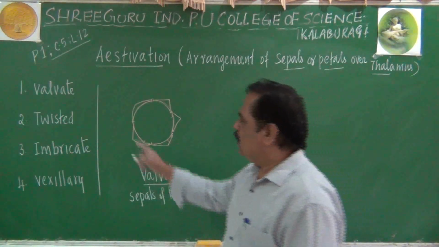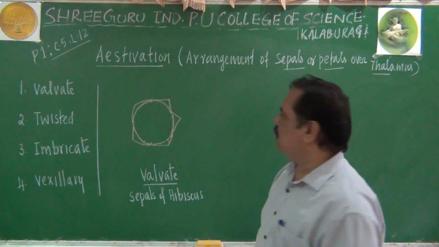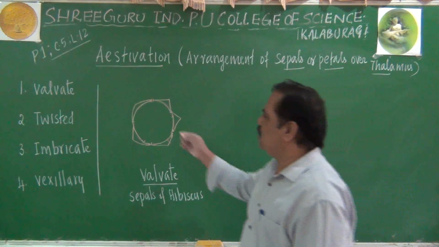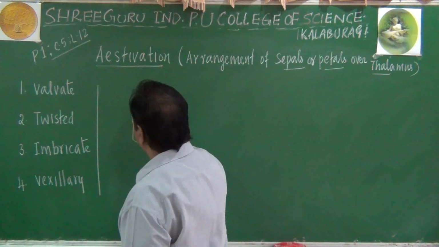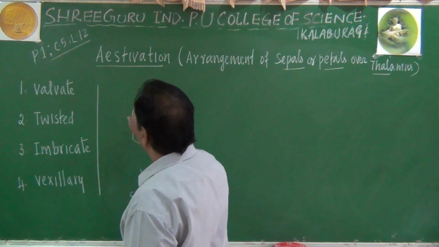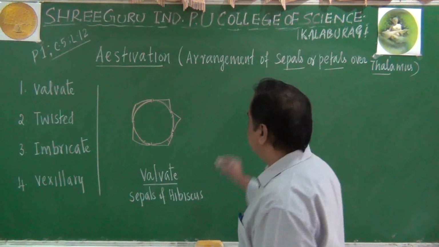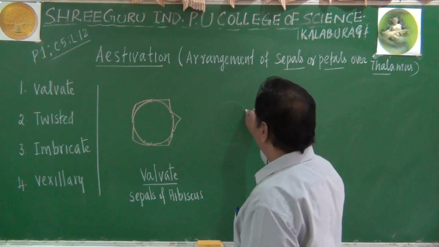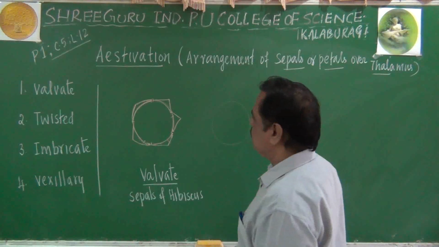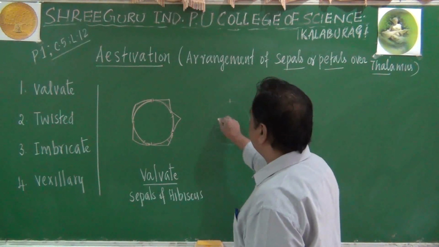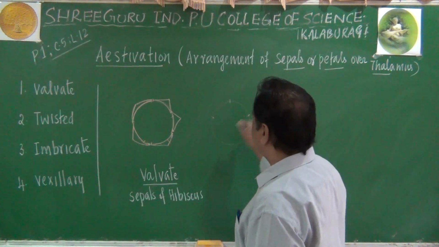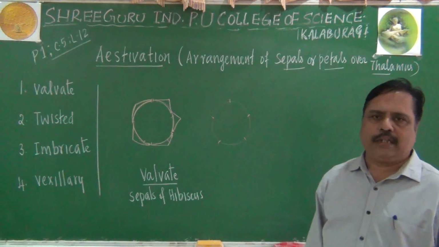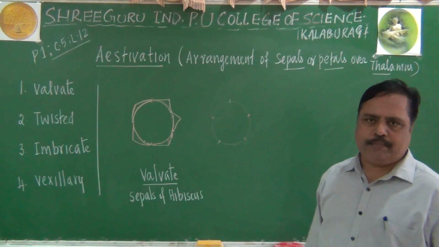Let me come to the second condition, called twisted estivation. From the diagram you can understand this point clearly. Imagine this is the thalamus. Here also I am drawing a pentamerous condition, with 5 petals. Let us take petals this time.